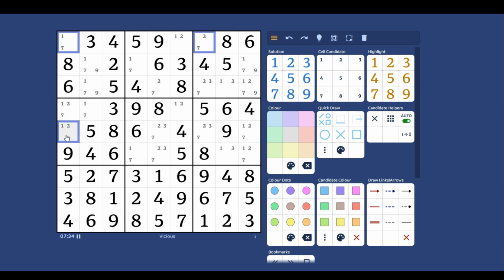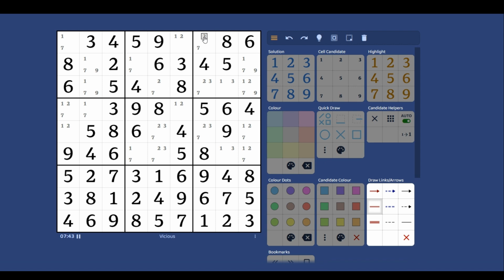So we can make an elimination out of this by treating it as a multi-digit AIC. So let's start with our candidate of 2 right here and see what links it has. We know it's strongly linked to this 7. And then this 7 is weakly linked to this 7, which is strongly linked to this 1, which is weakly linked to this 1. And then finally, it ends in a strong link with this 2.